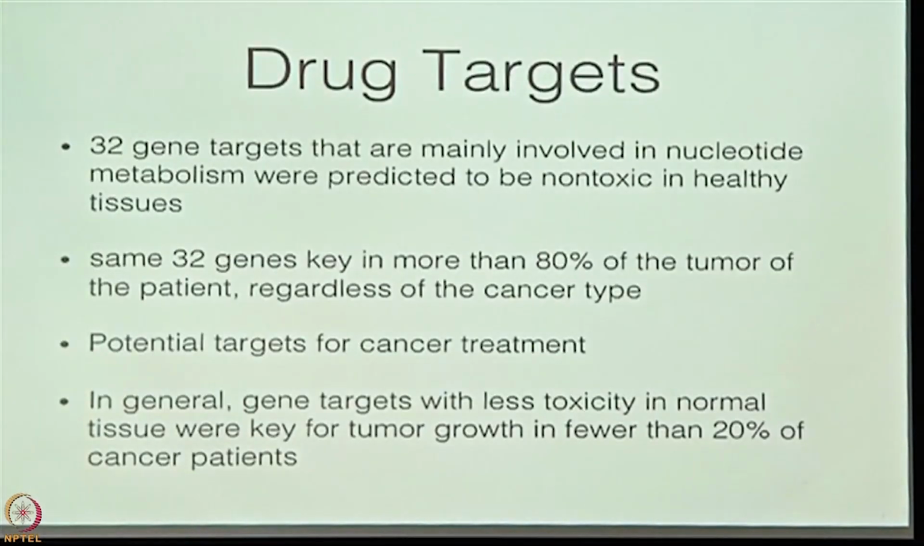Okay, now the last point. 32 gene targets that were mainly involved in nucleotide metabolism look like potential targets. They are expressed in more than 80% of the tumors of the patient, regardless of the cancer type. And they are potential targets because they will not affect the normal cells.